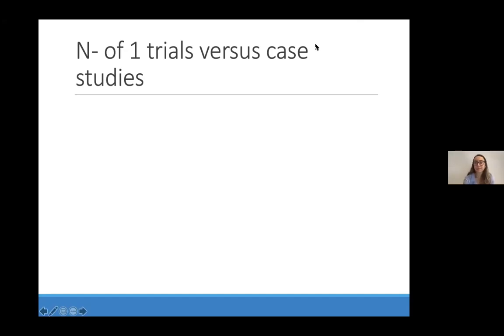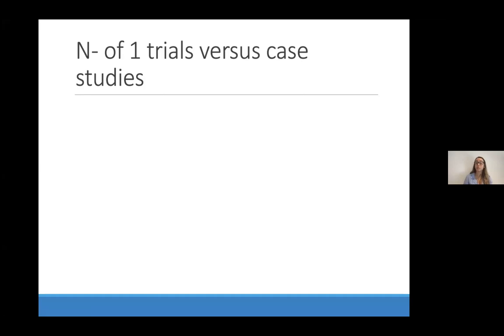This is Julia again. I may be wrong, I'll just try. As far as I know, case studies are not interventions, so you just observe the patient. It can be prospective or retrospective. And in N-of-1 trials, you can interfere, obviously with intervention and control. I think that is the difference. But both are related to one subject.